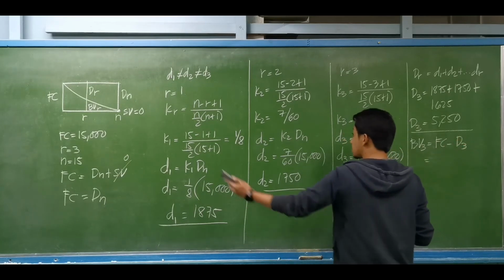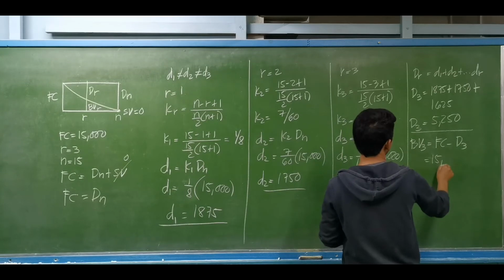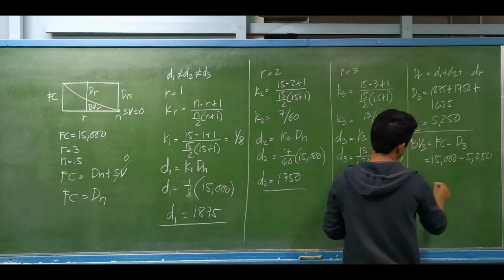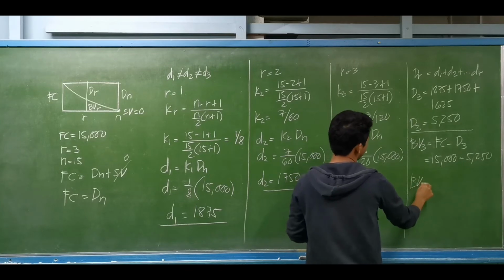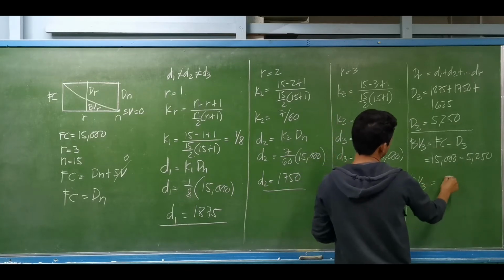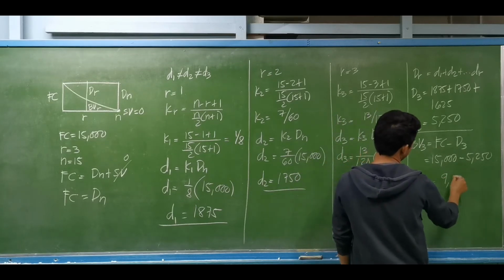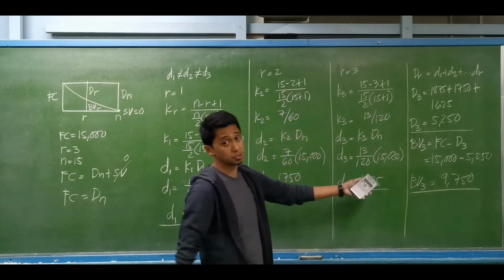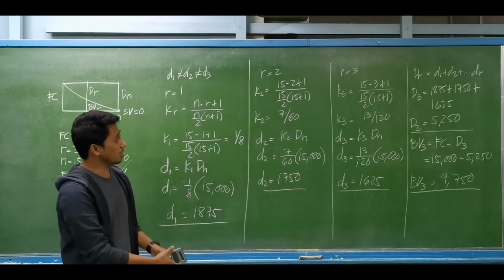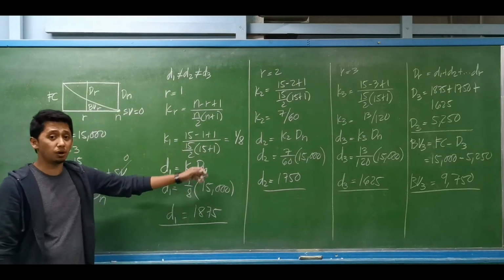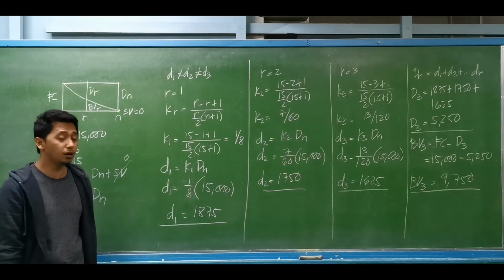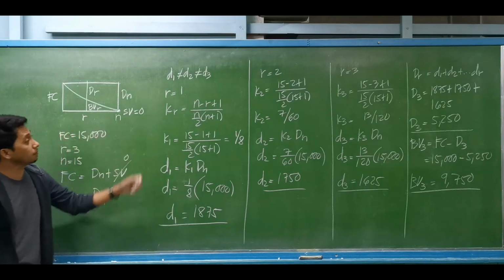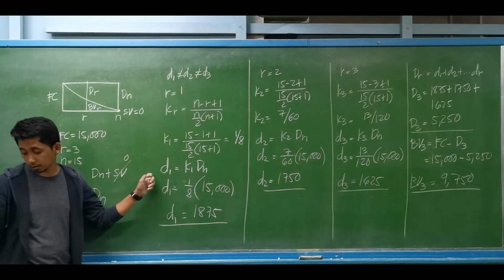What is our first cost? We have 15,000 minus 5,250. So we have the book value after 3 years, which is now equal to 9,750. So that will be our answer. This is the conventional procedure of computing the book value using the sum of the years digit method.